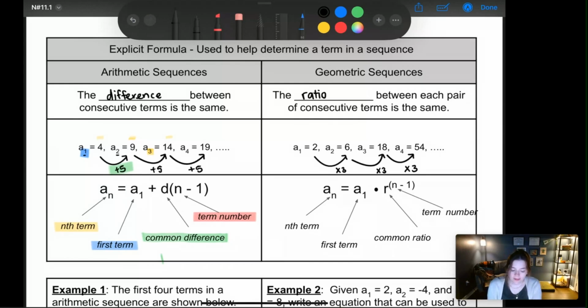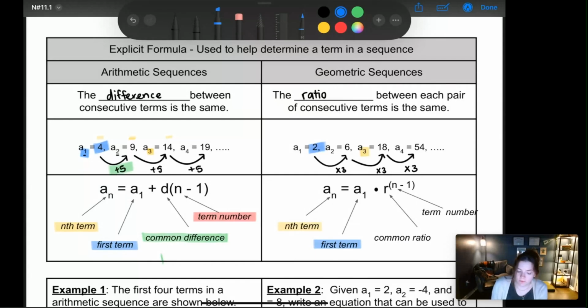We use a formula that is kind of similar. So you still have the nth term. That's what we would try to figure out, the nth term, and that just means what number it is. So like third term, that would be the nth term. The first term, just like we had before, is the one that starts the sequence out. So this time, 2 is the first term. The last one, 4 was the first term, but this time it's 2.